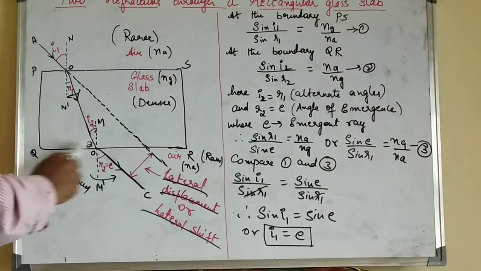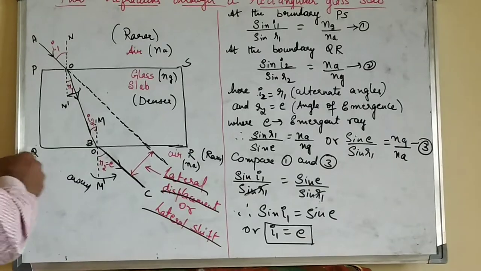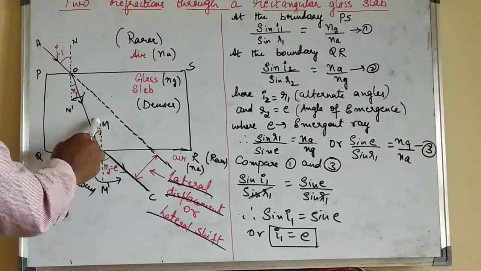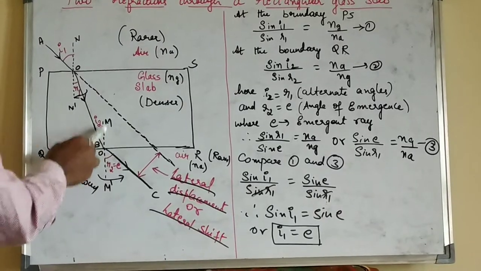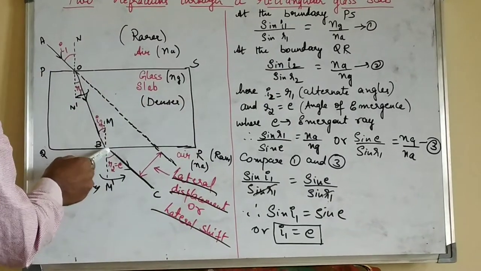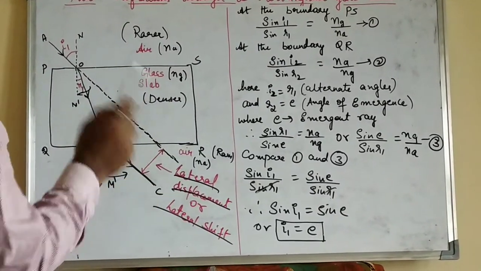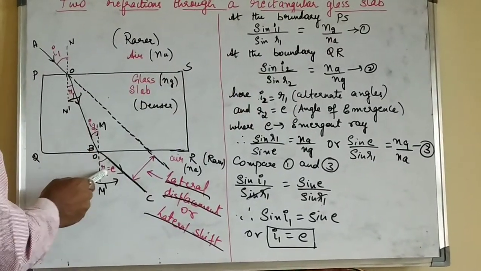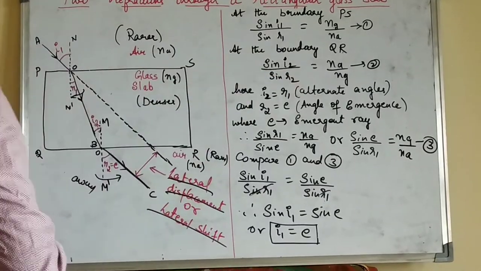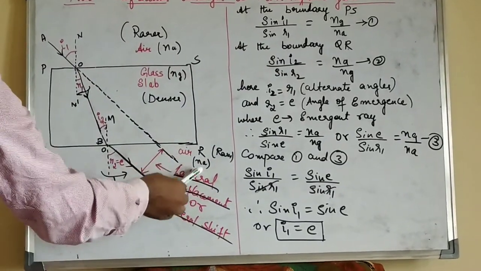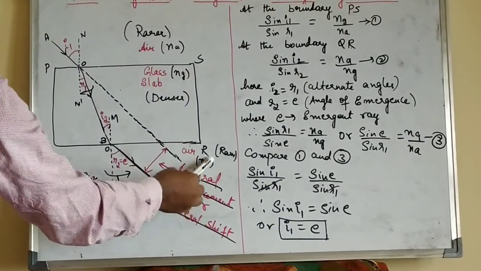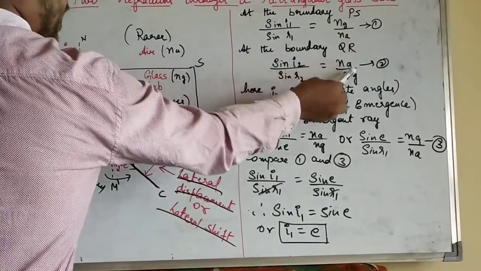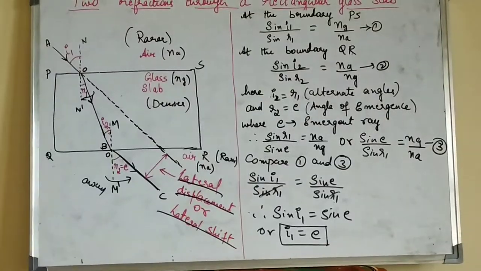Now, at the boundary QR, here also there is refraction, right? Again, apply Snell's law there. The angle of incidence here is I2, so sine I2 divided by sine of the angle of refraction, that is the angle of emergence, which I should first take as R2. So sine I2 by sine R2 is equal to, now which is the second medium? Air is the second medium, glass is the first medium. So, NA by NG. Call this equation 2.